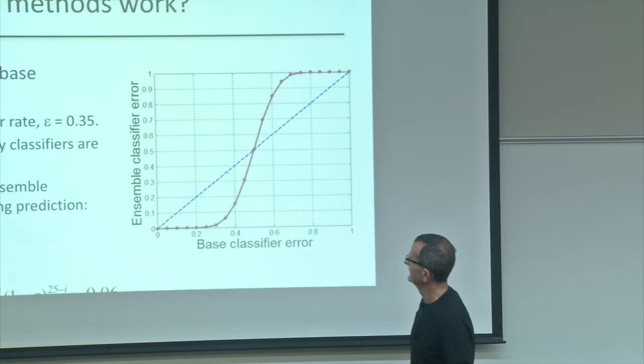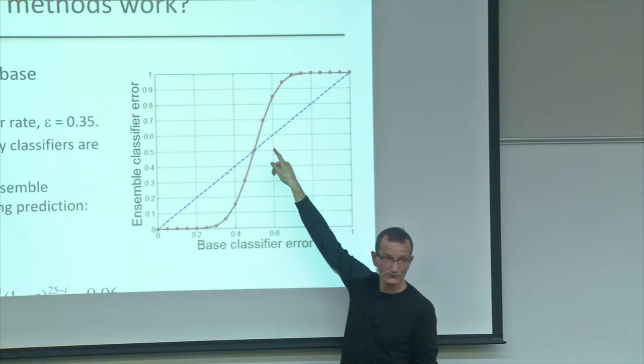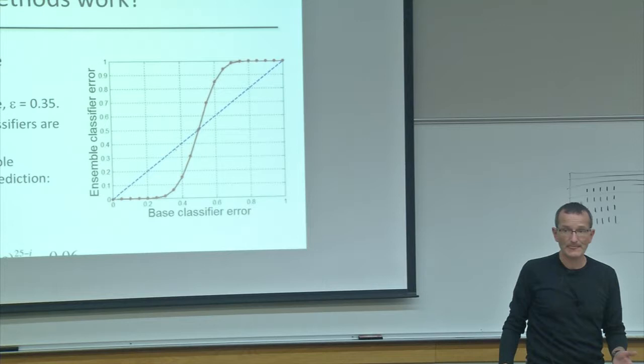If my base classifiers have a very low accuracy, the ensemble does not help. But once that accuracy improves, the whole thing improves. It's the amplifying effect. So that's why ensemble classifiers work.